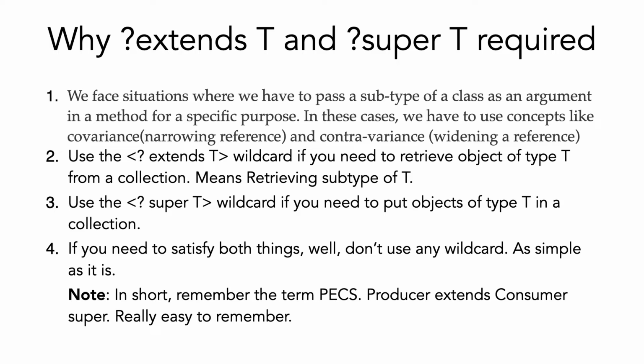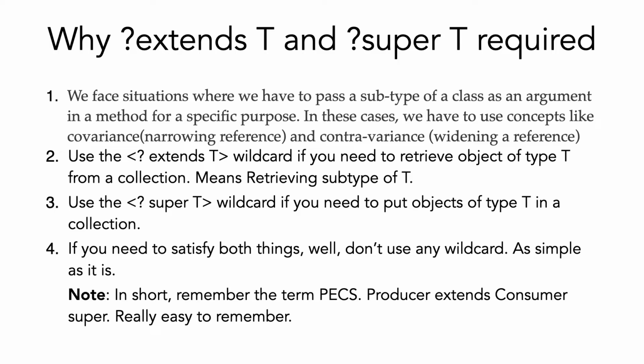In these cases we have to use concepts like covariance or contravariance. So now we'll discuss where to use them. Use the question mark extends T wildcard if you need to retrieve an object of type T from a collection, meaning retrieving a subtype of T. So you have a collection and you just want to retrieve a subtype of T object from that collection; that time you can use this extends one.